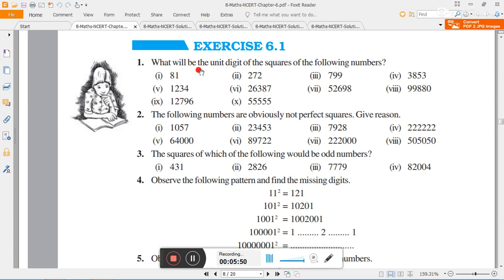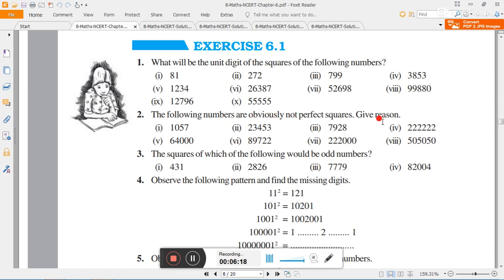So what is the first question? What will be the unit digit of the square of the following numbers? So 81. Now here the unit digit is 1, so its square must have unit digit 1 only, because 1 into 1 is 1. If it is a 2, the unit digit is 4, 2 twos are 4; 9 nines are 81, 1 is there. After that, the following numbers are obviously not perfect squares.